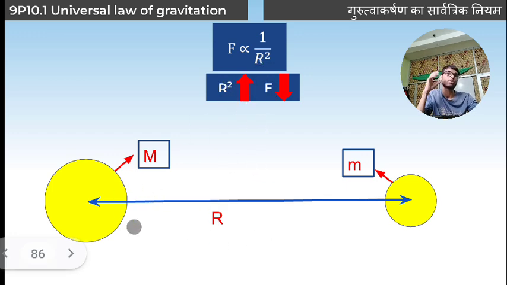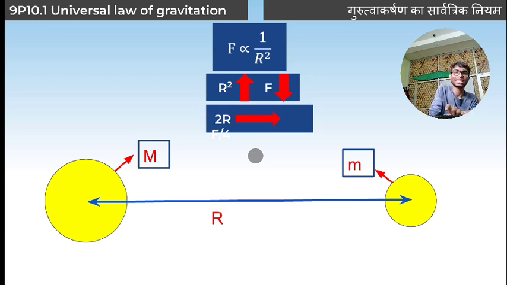Remember, when masses increase but the distance is normal, and masses are increasing, in that case the force will increase. But what if the masses are fixed? Masses of the two objects are fixed, but the distance keeps increasing. In that case, what will happen? Force will decrease, automatically.